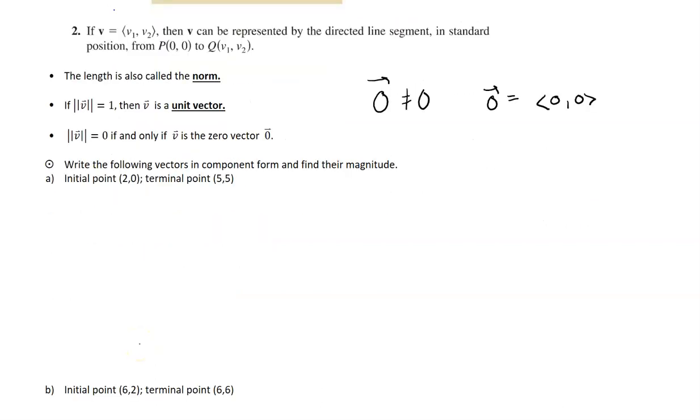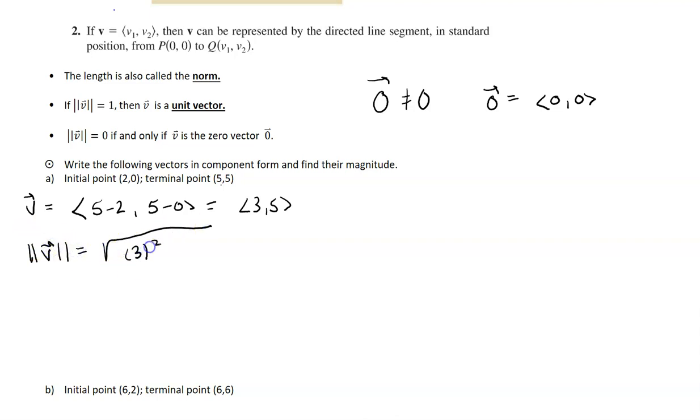This example says write the following vectors in component form and find their magnitude. So we've got an initial point P, which is 2, 0, a terminal point Q, which is 5, 5. So V is going to be angle bracket 5 minus 2, subtract the x components, 5 minus 0, subtract the y's. So we get 3, 5. The magnitude is the square root of 3 squared plus 5 squared, which is the square root of 9 plus 25, or the square root of 34.